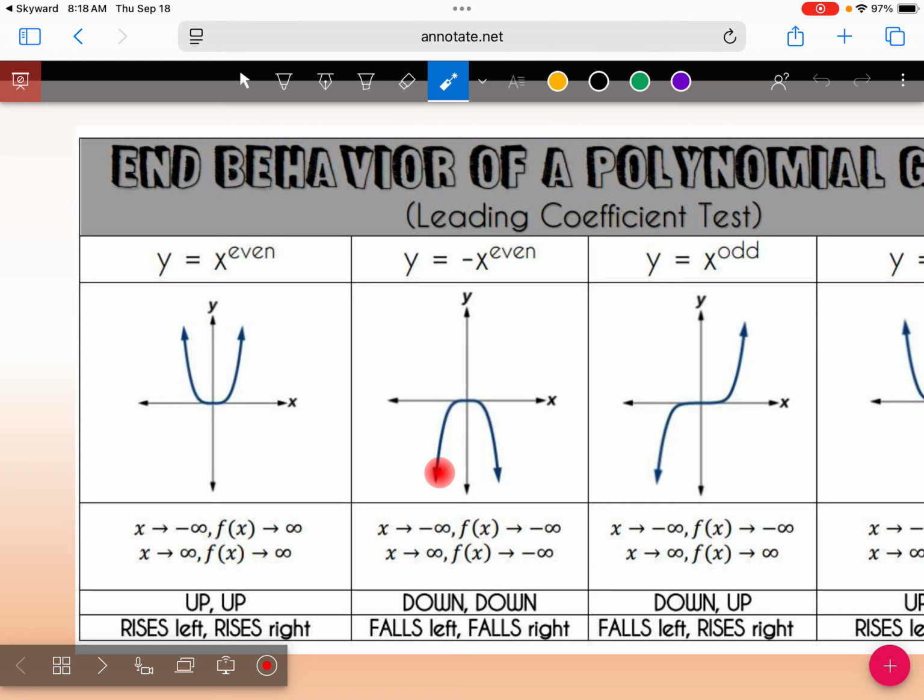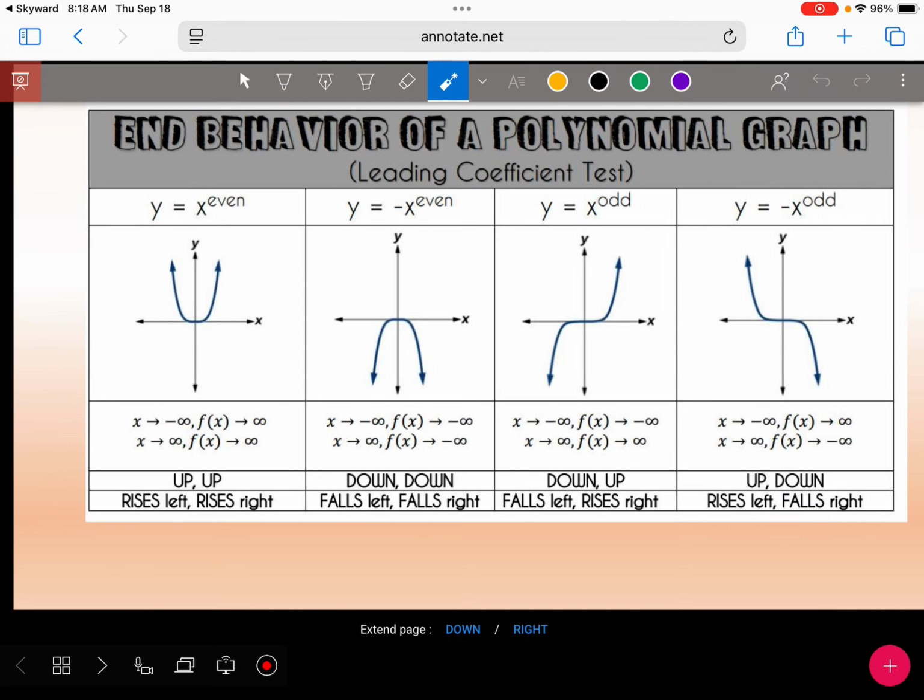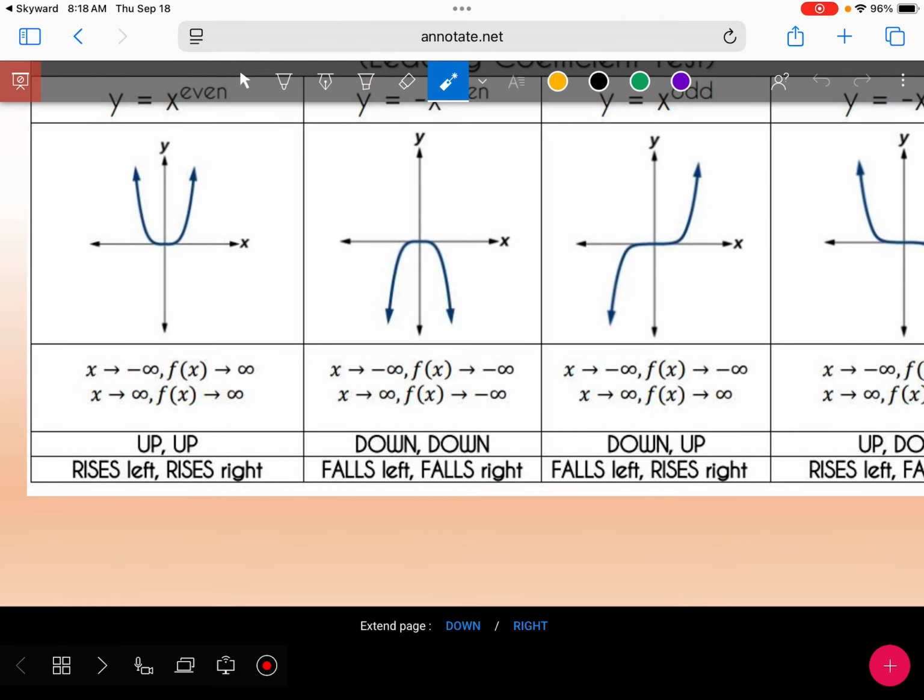Now, what determines if it's going to go up or down? What determines if it's going to go up or down is the first number in front of that first term. So this is how we write it in Algebra 1 and Algebra 2, but in calculus, you have to express it as a limit.